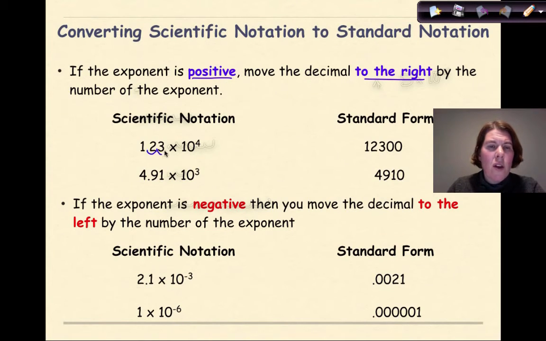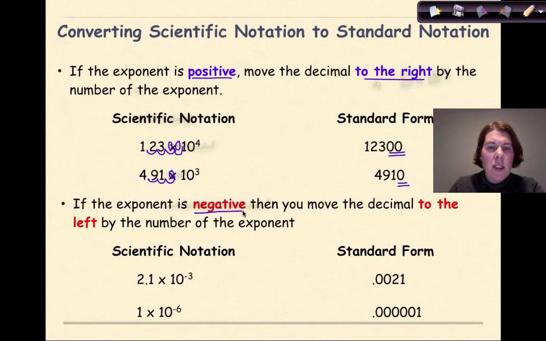So we'd say 1, 2, 3, 4. And those little bumps there would be put in by 0 placeholders. And that's why we have these zeros right here. 4.91 times 10 to the third. Again, we're going to move it over 3 places. So 1, 2, 3. We're going to have a 0 right here. And that's why we see that 0 on the end.